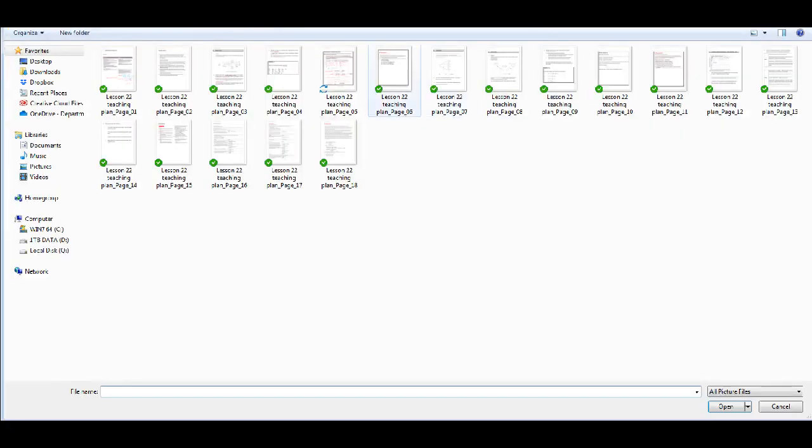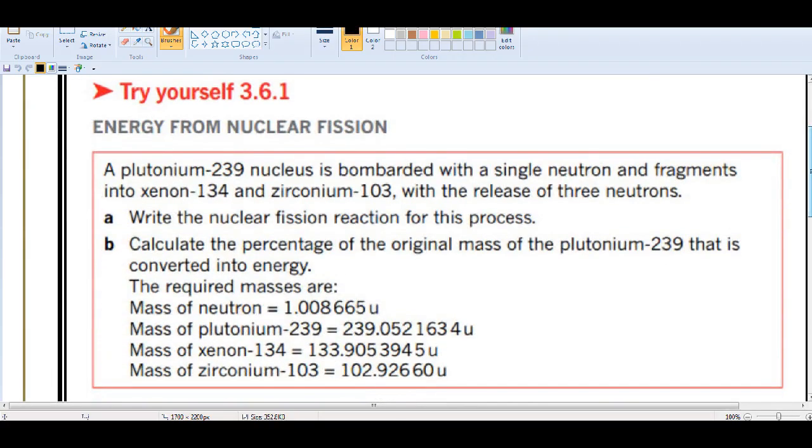Let's look at another one. Here's another equation, and you need to write the nuclear fission. This is another nuclear fission from plutonium, and then you need to calculate the percentage of the original mass that is converted to energy. So you might want to try now. I'm going to give you some time. You could do it now, and we come back and I give you the answer.